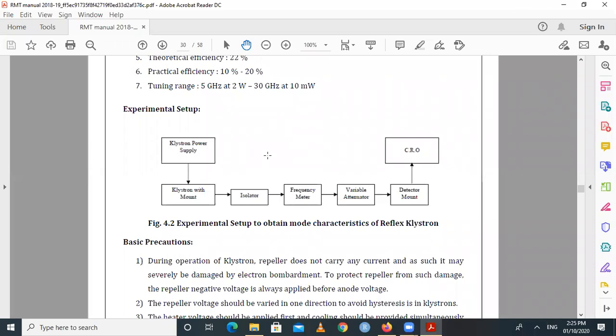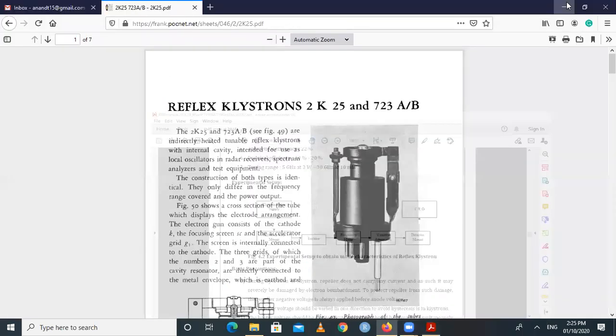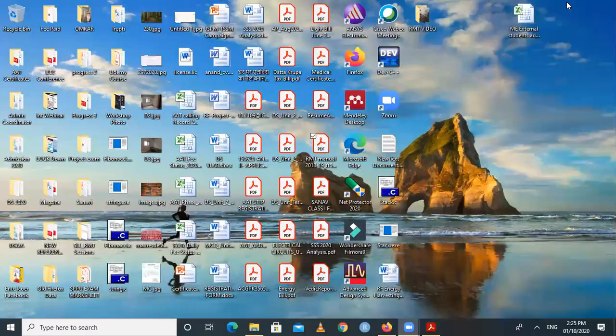So are you getting this diagram, what it contains, or is there any doubt? Are you getting the diagram or experimental setup for this particular experiment? Yes or no? Am I audible to you? Yes, sir. Okay. So I will prepare a video on this microwave test bench. So first, see that video.